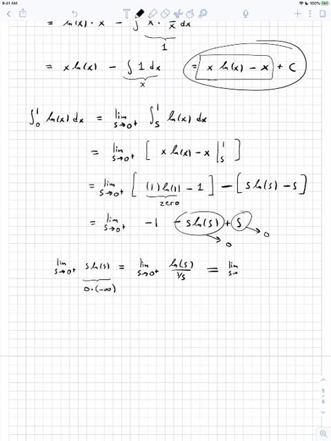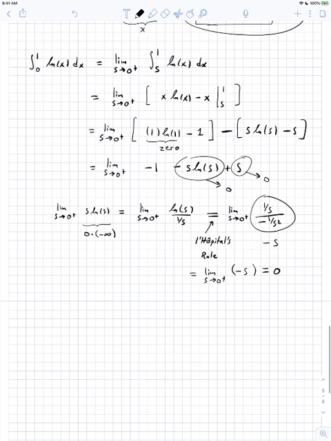This is the limit as s goes to 0 of the derivative of the top, which is 1 over s, over the derivative of the bottom, which is minus 1 over s squared. So this is L'Hopital's rule. This, of course, simplifies. That's minus s. So you're looking at the limit as s goes to 0 from the positive side of minus s, which of course is 0. So that's why both of these terms go to 0. So what are you left with? The integral from 0 to 1 of ln of x dx is equal to minus 1.